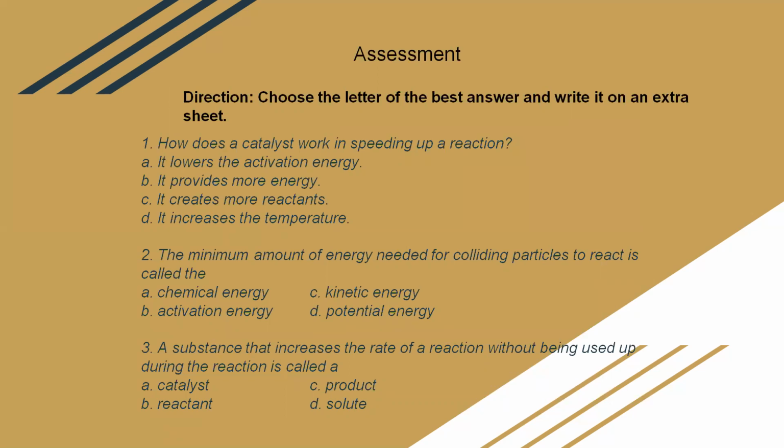2. The minimum amount of energy needed for colliding particles to react is called the blank. A. Chemical energy. B. Activation energy. C. Kinetic energy. D. Potential energy. 3. A substance that increases the rate of a reaction without being used up during the reaction is called a blank. A. Catalyst. B. Reactant. C. Product. D. Solute.